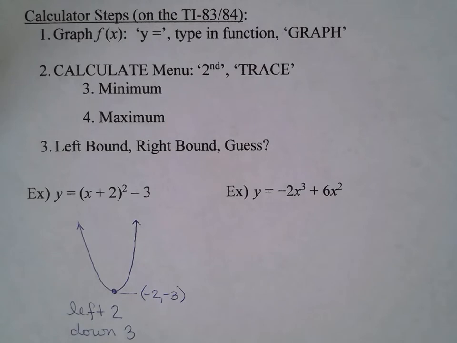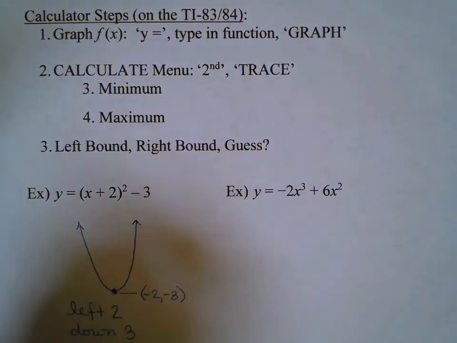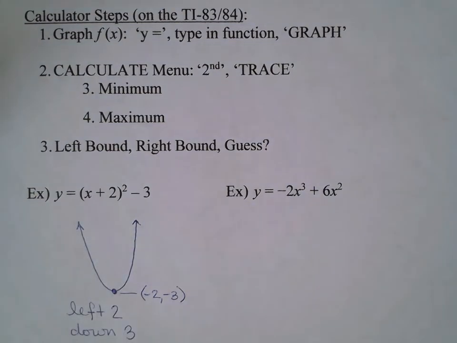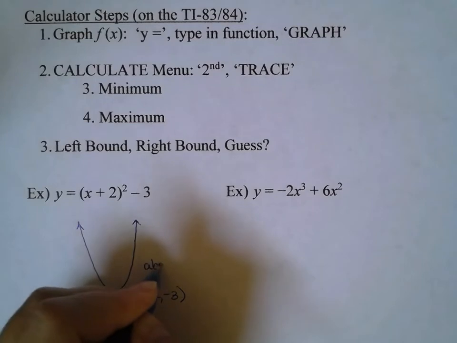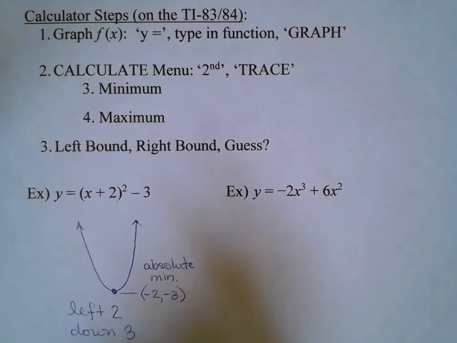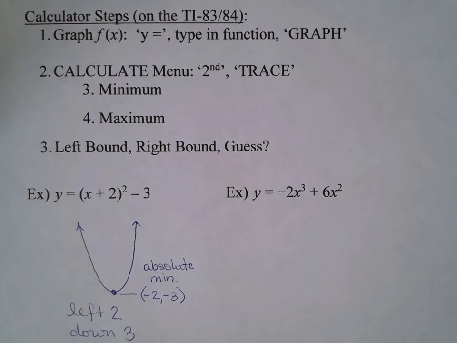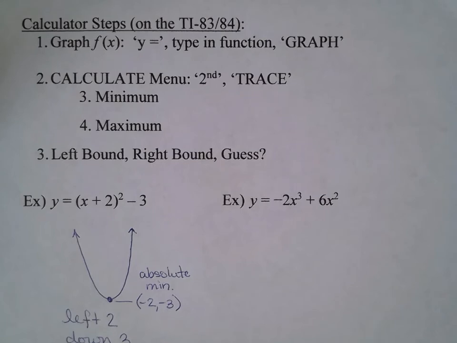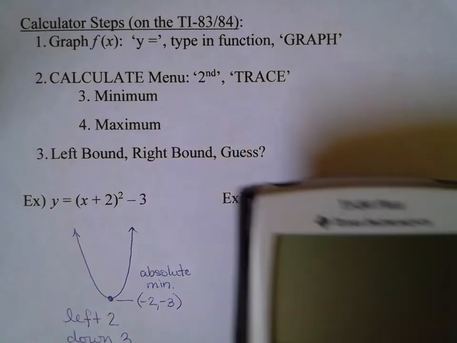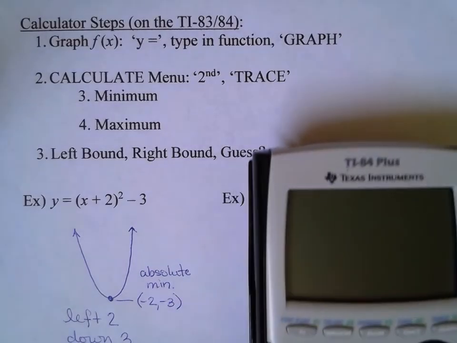And what kind of turning point is this? Yeah, it's a minimum, and it's the lowest point on the whole entire graph. So this is an absolute minimum. Okay, so we did that one by hand because we know about parabolas and we know about all the shifting, and we just kind of put in everything we know. Now let's integrate that with the calculator.